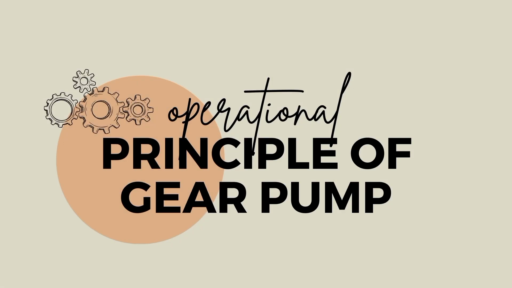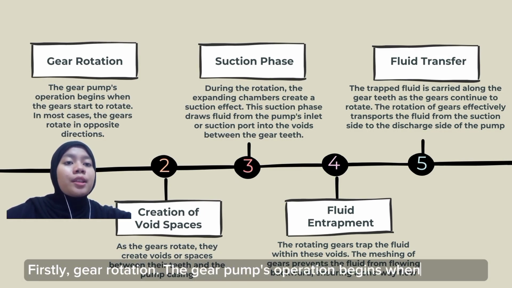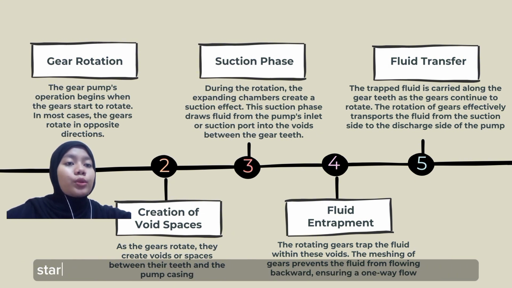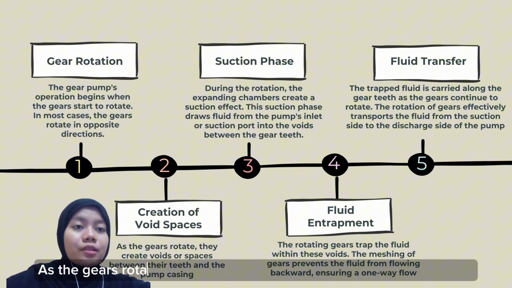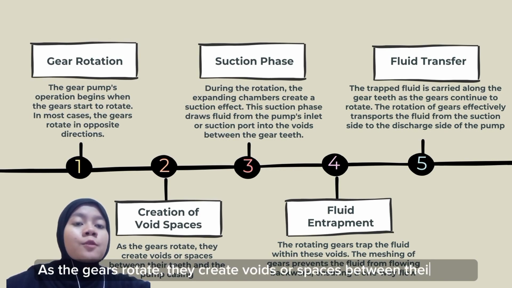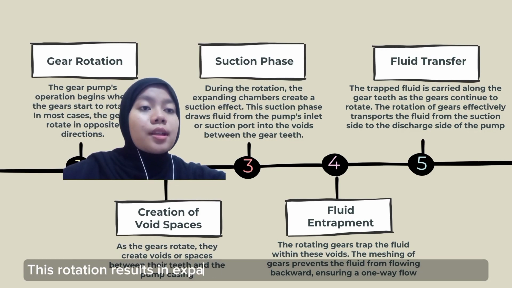And then we move on to the operational principle of gear pump. Firstly, gear rotation. The gear pump's operation begins when the gears start to rotate. In most cases, the gears rotate in opposite directions. As the gears rotate, they create voids or spaces between their teeth and the pump casing. This rotation results in expanding and contracting chambers.